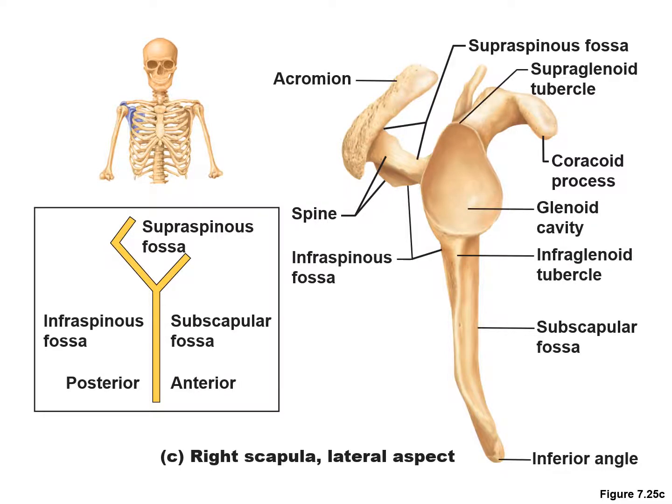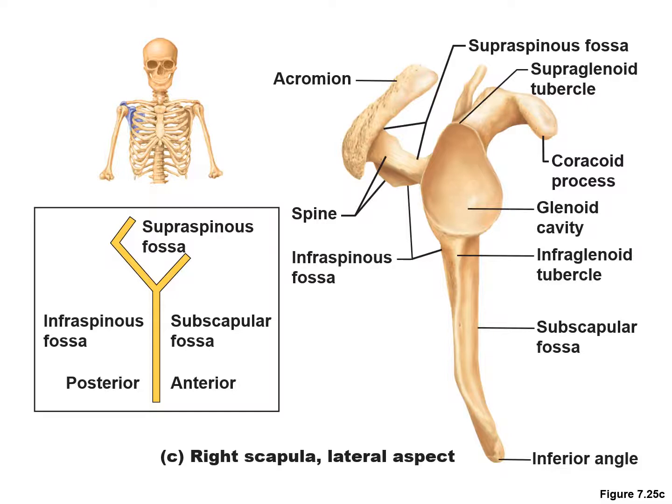Okay, looking at the right scapula now from a lateral aspect, we have the glenoid cavity, which again is going to be where you have the articulation with the head of the humerus. So if we were looking at an articulated skeleton, we wouldn't actually be able to see the surface of the glenoid cavity because the head of the humerus would be sitting right within that structure. We can see part of the spine of the scapula here, the acromion, again the coracoid process. We can see the superior angle up here and the inferior angle down here.